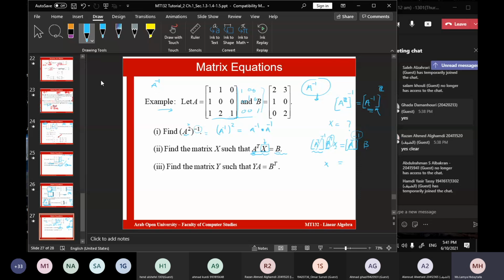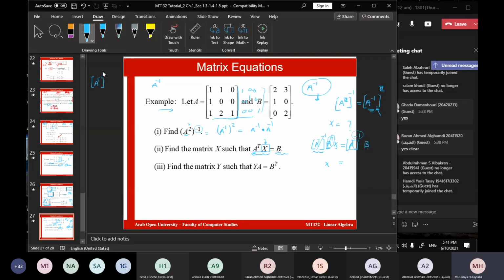Why? Because I had a rule. Which rule is that? That the inverse of A transpose is the same as finding the inverse, and then for this inverse, finding the transpose. But I already found this one. It remains to find the transpose. Here already in step 1, in part A, I found the inverse of the matrix. So what remains? To find the transpose of this matrix.